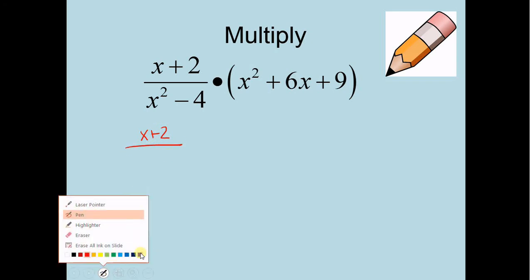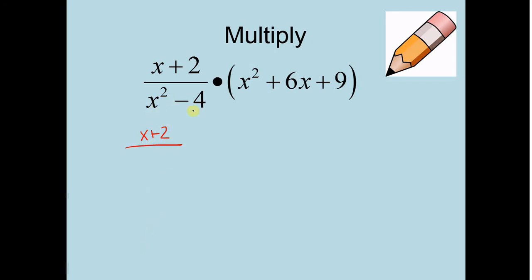Let's change a different color here. There we go. X squared minus 4. That's a difference of perfect squares. So remember, that's x plus 2, square root of 4 is 2, x minus 2. Times. Now we need to find the factoring of x squared plus 6x plus 9.